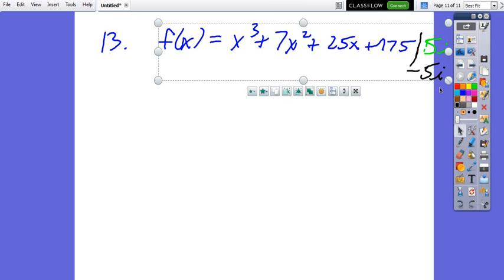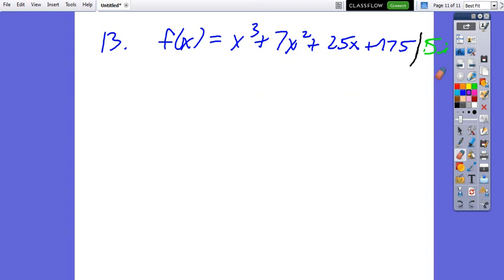Okay, so here you go. This is number 13 on page 507. The function is x cubed plus 7x squared plus 25x plus 175. The root that they give us is a complex or imaginary root, 5i. Can y'all see that? No, it's a 5i, sorry. This is 5i. Now, if 5i is a root, what else is a root? Negative 5i. Very good.